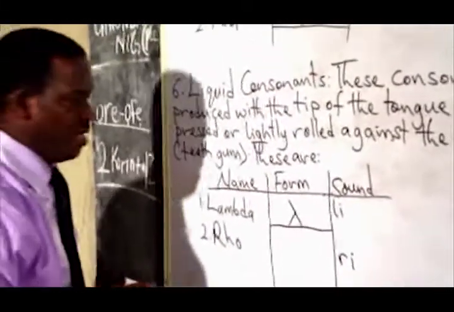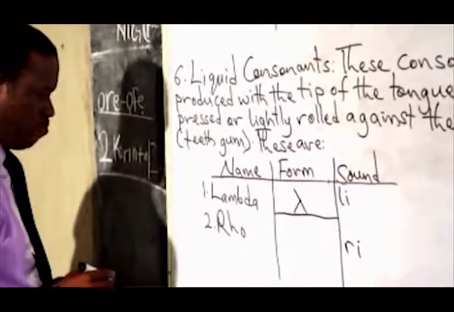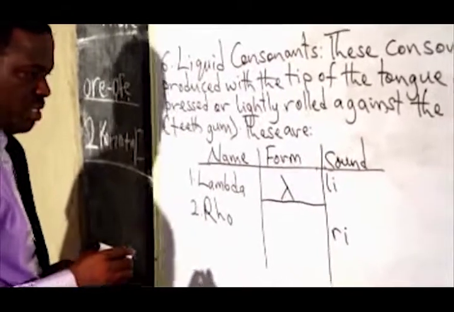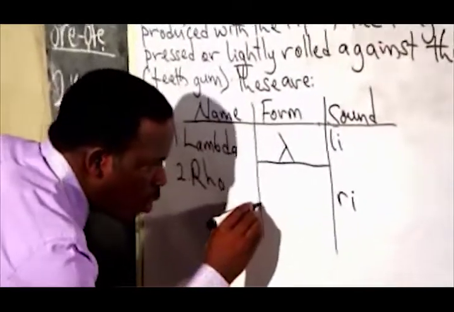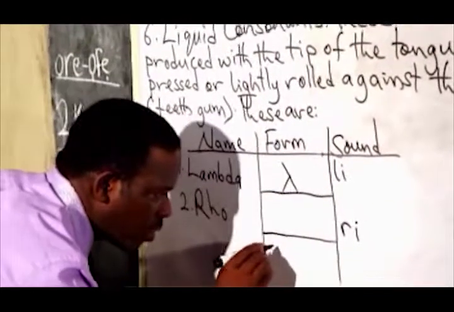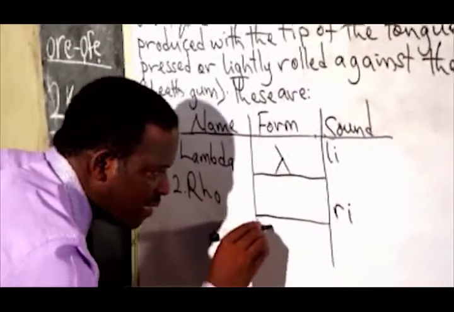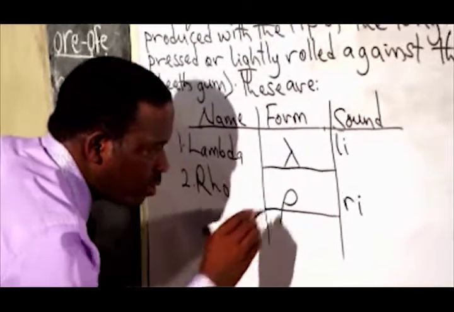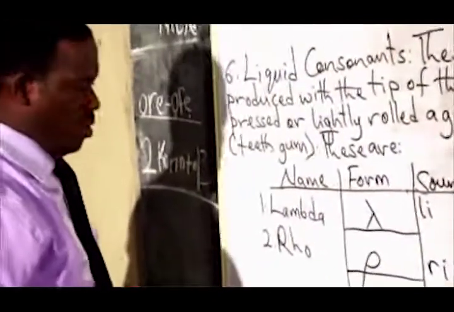And lambda sounds as L. The second one is rho. Your line again. And this is how to write rho. You begin below the line. I turn it once. Rho.